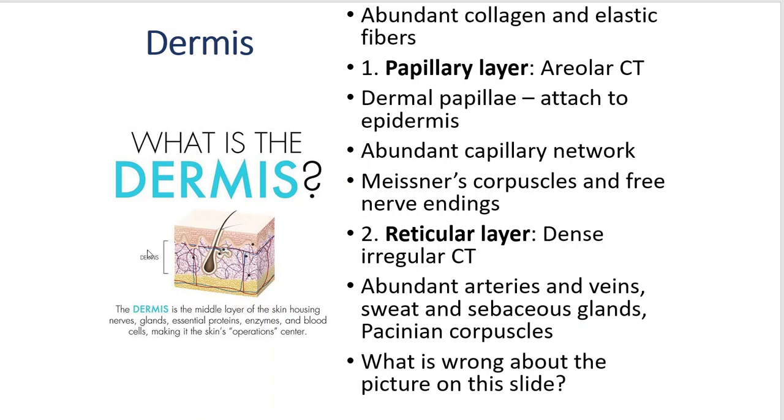What is the dermis? The dermis is the middle layer between the epidermis and the hypodermis. And just so you know, that's the part of animal skin that becomes leather. A lot of collagen, a lot of elastic fibers, although you start to lose those as you age. Papillary layer we've talked about. The dermal papillae attached to the epidermis. Large capillary network. We talked about the Meissner's. We've talked about the reticular. It's where the arteries, veins, sweat, sebaceous, Pacinian.